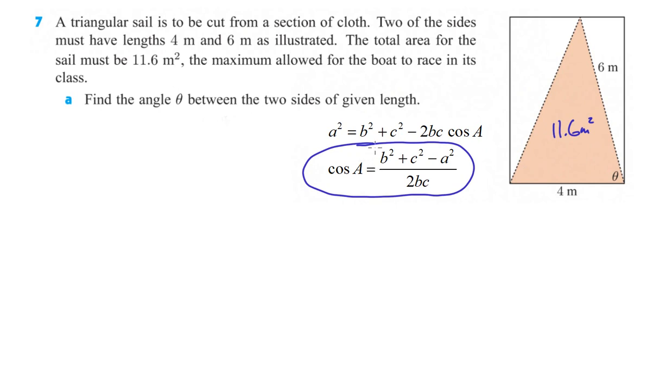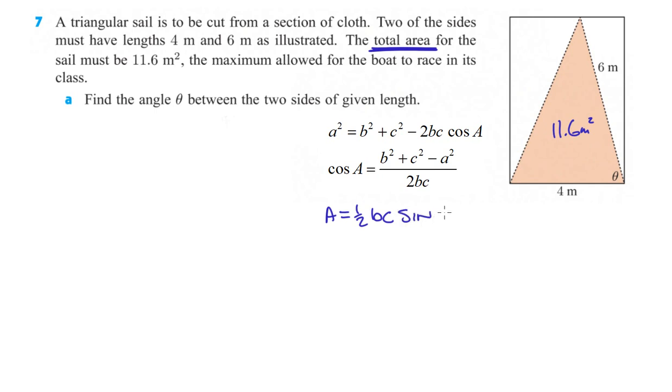They gave us, here's the thing, I'm going to back up here. They actually gave us the area. So let's actually use the area formula instead. If you remember that one, the area of a triangle is going to equal 1/2 bc sine of A, right? So this is going to be our A here, so sine of that angle.